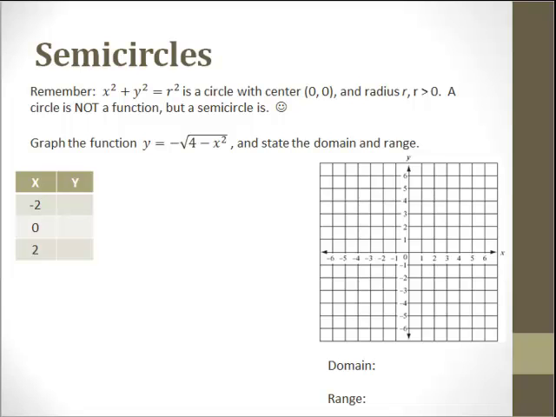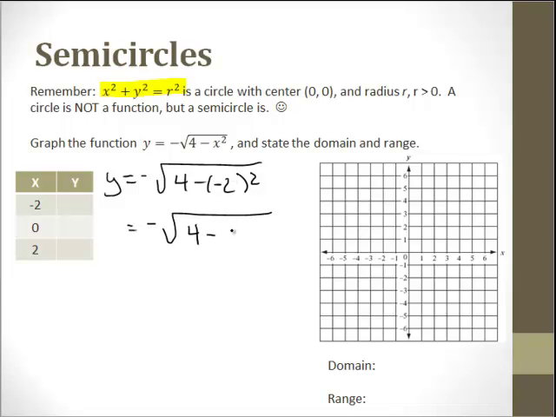So what about semicircles? Do you remember that this is the equation of a circle? So whenever you have a semicircle, one of your variables is squared and it's under a square root, and the other variable is just singular. So let's look at these three coordinates. So we have negative square root of 4 minus negative 2 squared is 4. So we have the negative square root of 0, which is just 0.